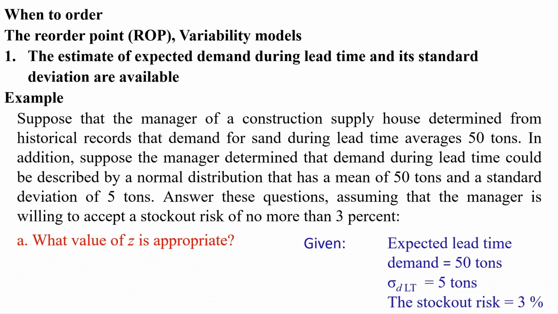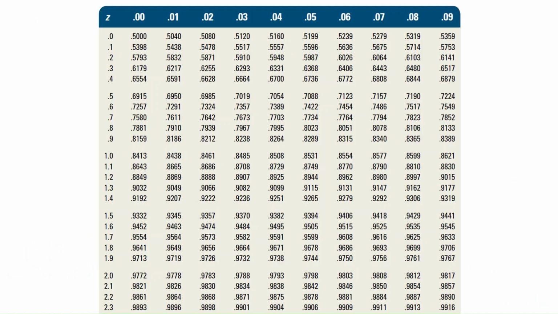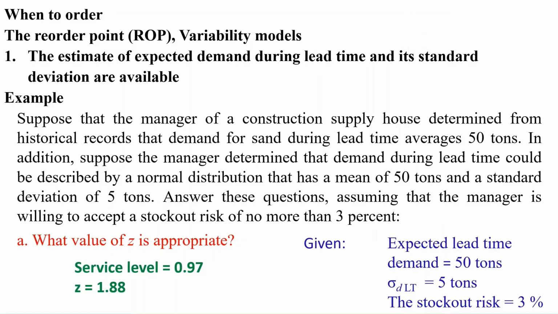To solve the first question, we have to calculate the service level first, which equals 100 minus the stockout risk. That equals 100 minus 3, equals 97%, equals 0.97. So, in this table find the closest value to 0.97, here it is. Then, find the corresponding value of Z by looking to the row and column heading. So, Z equals 1.8 plus 0.08, equals 1.88. So, the appropriate value of Z is 1.88.